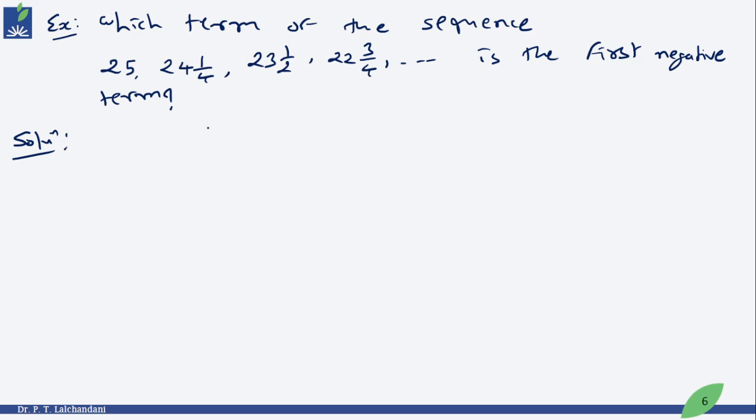Now see, the terms are given as 24 1 by 4. You know how to simplify this. Multiply these two terms, 24 into 4, add 1, divided by the denominator 4 as it is. This is how we simplify the term 24 1 upon 4. We'll multiply 24 with 4, add 1, divided by 4. First of all, we'll see whether the given sequence is an arithmetic progression or not. So let us see.